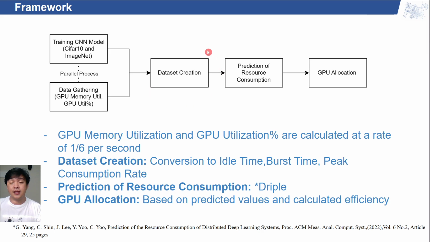This data set will then serve as an input for our prediction model called DRIPO, which was created by a previous author, which will give us predicted values for these three parameters: idle time, burst time, and peak consumption rate. Based on these predicted values, we will calculate the efficiency of each GPU and determine GPU allocation.